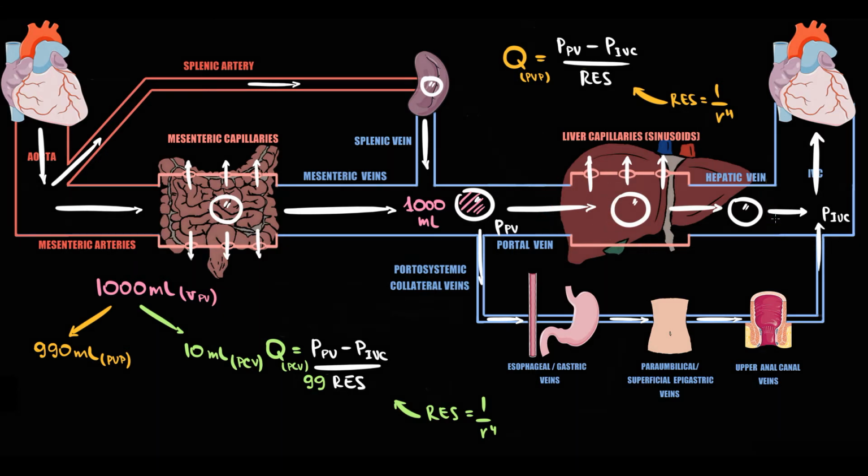Let's take as an example thrombosis of liver sinusoids. So thrombosis causes an obstruction to liver sinusoids. With obstruction, the radius at this particular region of the liver sinusoid decreases. If radius decreases, then resistance increases. And with increase in resistance, blood flow through this region decreases. So blood begins to accumulate proximal to the obstruction inside the portal vein.